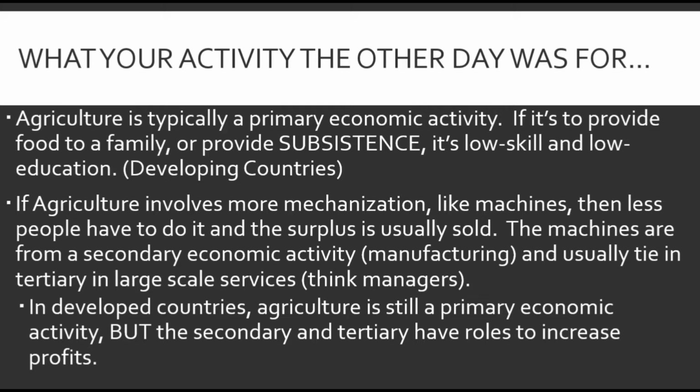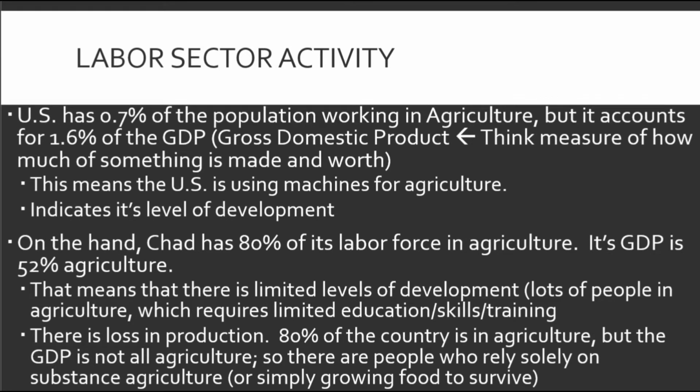In developed countries, like core countries, like the United States, agriculture is still a primary economic activity, but the secondary machines and tertiary, having managers or selling those items, those play a huge role in how that item is distributed. In the activity that you did, the U.S., the last time I looked at this, had 0.7% of the population working in agriculture, but it makes up 1.6% of the GDP. The GDP is the gross domestic product. And it's a measure of how much is made and worth out of the entire economic picture.